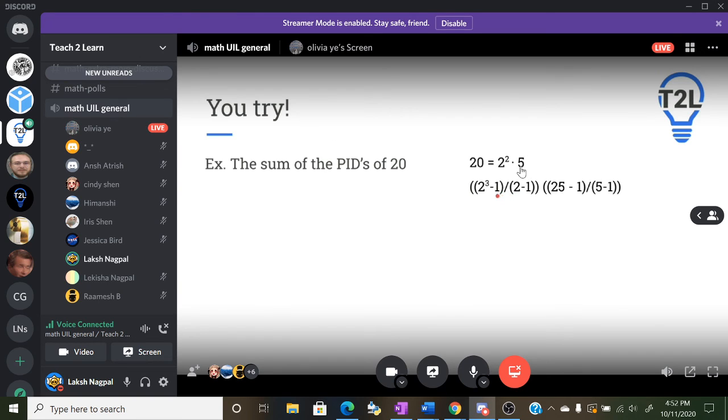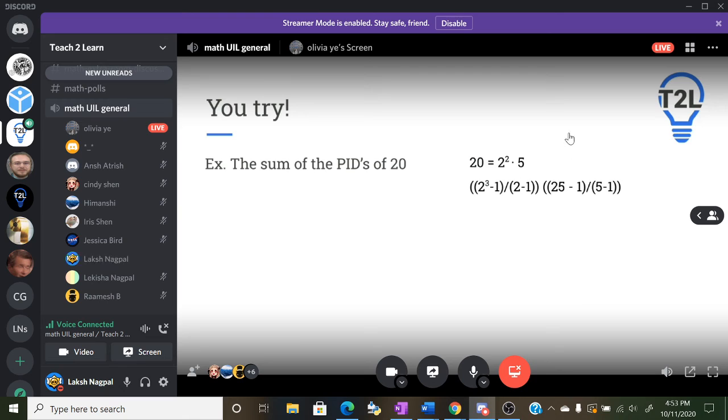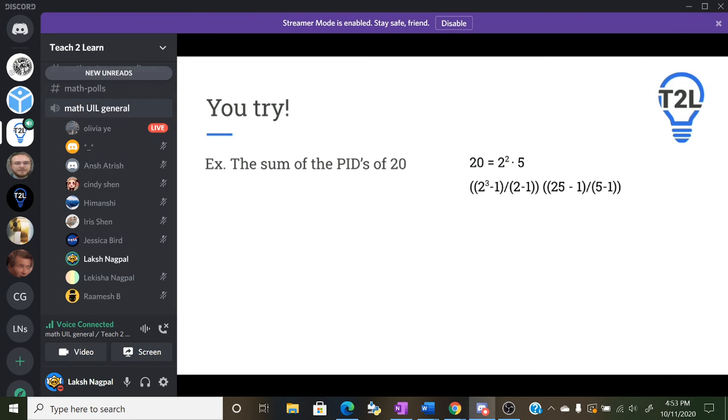Looking at 5, you notice that it has an exponent of 1, right? And whenever it has an exponent of 1, it's really easy. All you have to do is add 1 to the base, which is 5. So you do 5 plus 1 and that's 6. That's one of the numbers in the product.